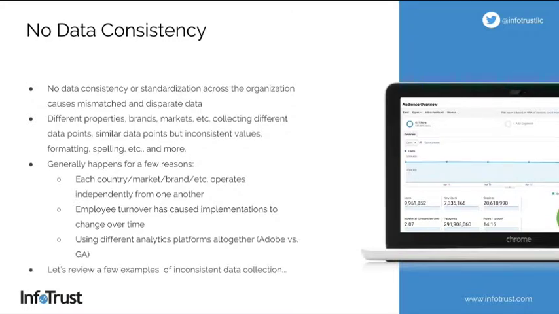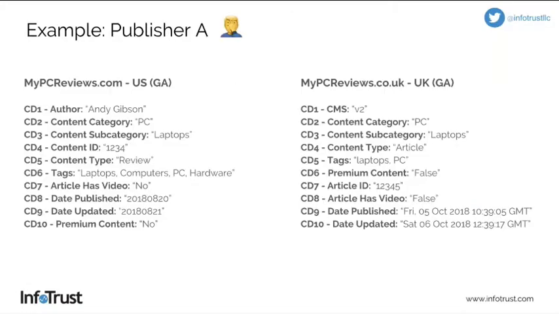So let's review a few examples of inconsistent data collection. I just want to drive home what I mean by a lack of consistency. In this case, we'll call it Publisher A. This is going to be an example. Maybe we have a website, and I just made this up, mypcreviews.com. We have a US version and a UK version. This example is coming strictly from Google Analytics, but the example could be Adobe, Web Trends, or really any of the other tools. Really the differences in the data points being collected are all you need to focus on here.